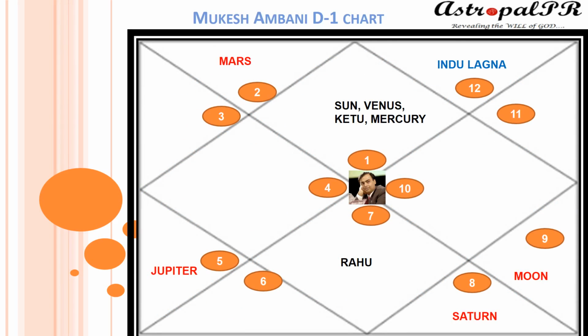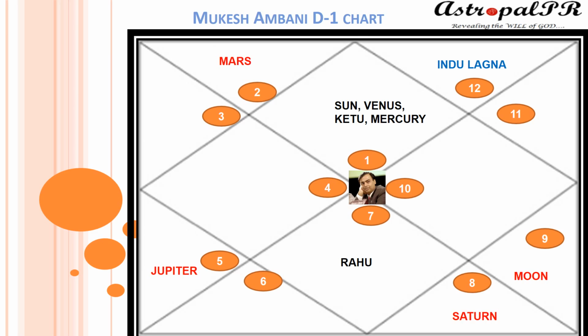Now to illustrate the wealth giving prospects of Indu Lagna, I am giving examples of some of the richest persons. This is the chart of Mukesh Ambani. He is an Indian business magnate who is the chairman, managing director and largest shareholder of Reliance Industries Limited, which is a Fortune Global 500 company and India's second most valuable company by market value. His net worth is approximately $22 billion. In 2014, he was ranked 36th on Forbes list of the world's most powerful people.